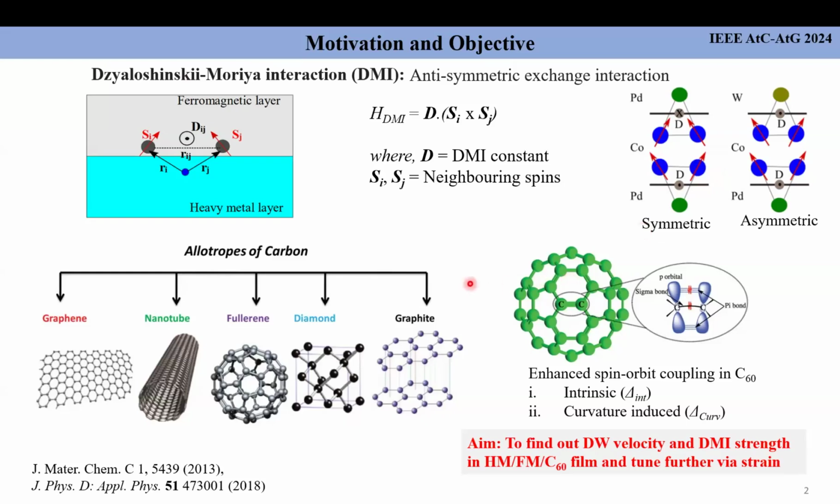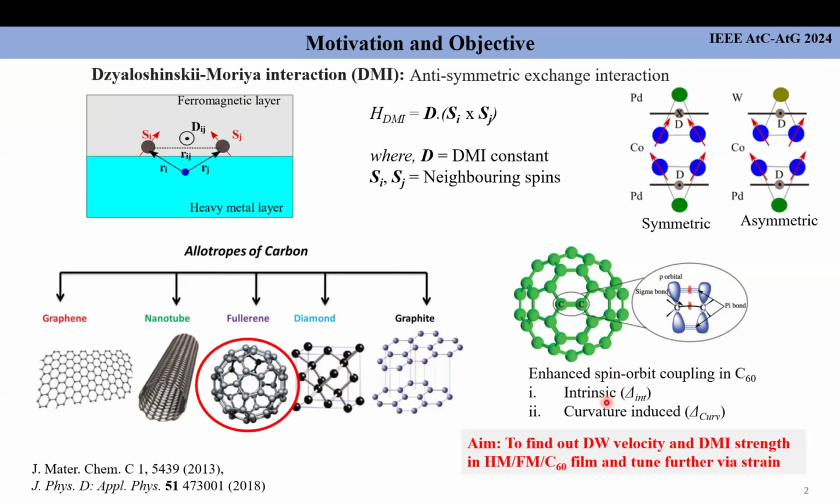Inspired by this, carbon has other promising allotropes as shown here, like carbon nanotubes and fullerenes, and they also have a curved structure, due to which curvature enhanced spin orbit coupling exists in these allotropes. We are particularly interested in fullerene, an interesting molecule composed of 60 carbon atoms. Each carbon atom forms covalent sigma and pi bonds with its neighboring atoms. These pi and sigma bonds get hybridized with each other because of the curved structure, and this gives rise to curvature enhanced spin orbit coupling.